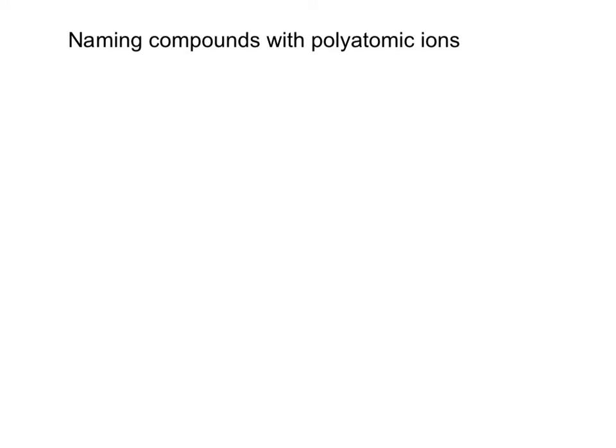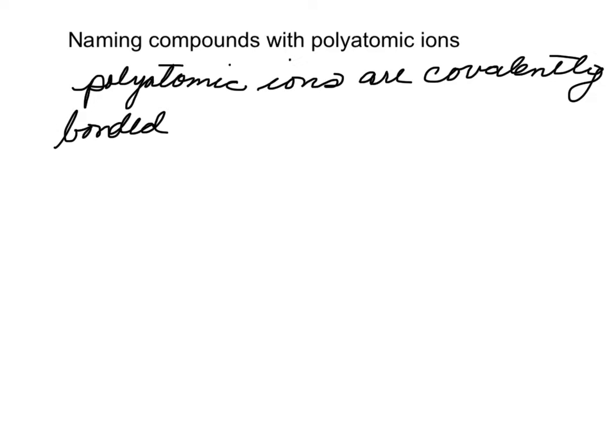Now we're going to name compounds with polyatomic ions. Remember, polyatomic ions are covalently bonded and therefore have to stay together. So that's going to be the biggest thing, is that we make sure those polyatomic ions stay together. Other than that, it's the same idea for naming them. You're going to use the chart as reference to name these. So you need to know the name of the polyatomic ions.